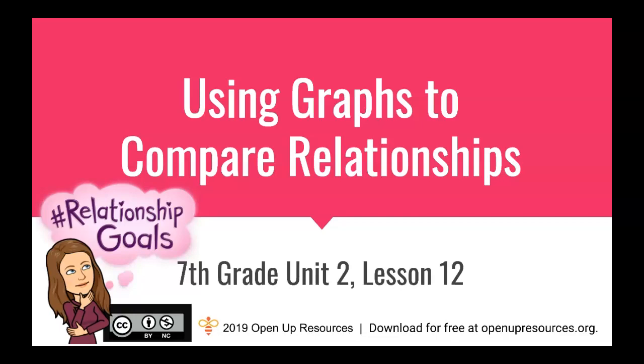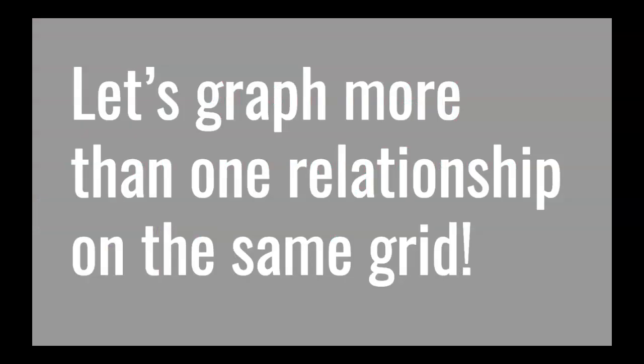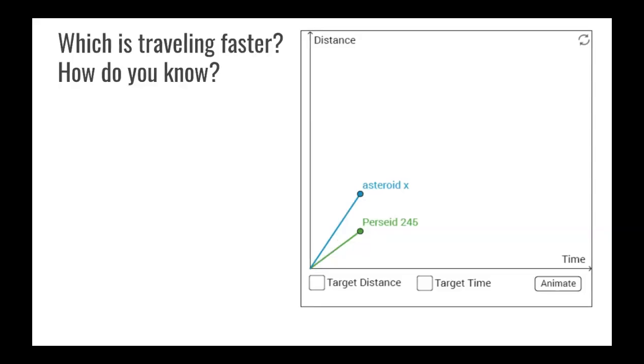Today, let's use some graphs to compare relationships. And I want you to graph more than one relationship on the same grid. So let's look at these two situations here. One situation, two graphs. Which is traveling faster?